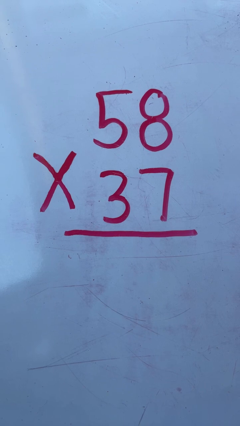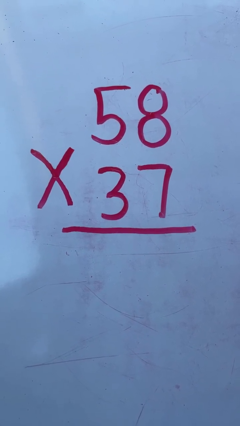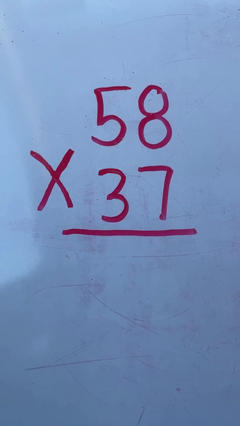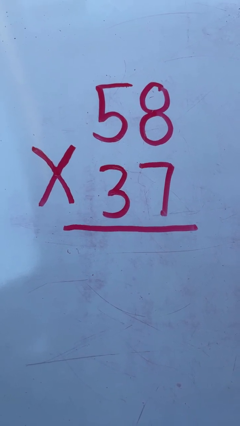All my future content. So this video is going to be a brief review of 2-digit by 2-digit multiplication. 58 times 37 is our first example problem, and I'm going to go through step by step how to solve that problem.